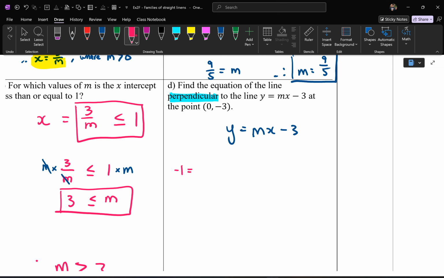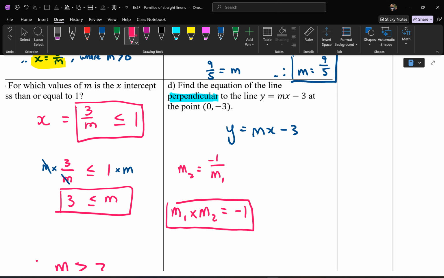I see what you're trying to do. Some people memorize the property, so m2 equals negative 1 on m1. That's what you mean by flipping. The property technically is just m1 times m2. If you multiply the two gradients, it should equal negative 1.